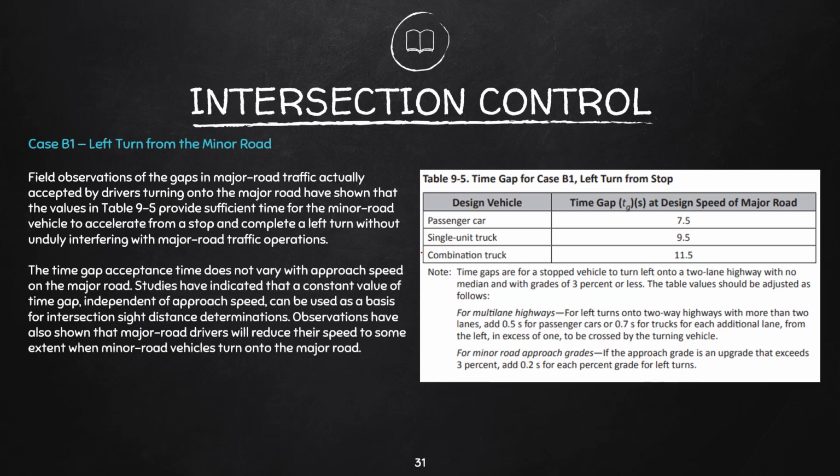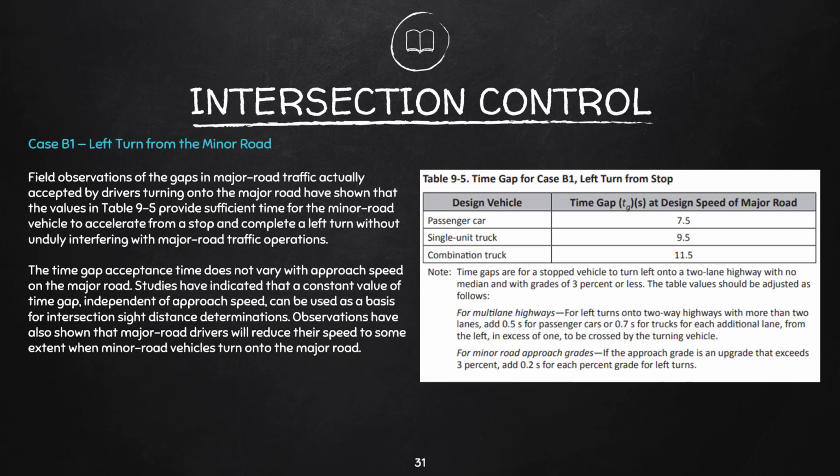The time gap acceptance time does not vary with approach speed on the major road. Studies have indicated that a constant value of time gap independent of approach speed can be used as a basis for intersection sight distance determinations. Observations have also shown that major road drivers will reduce their speed to some extent when minor road vehicles turn onto the major road. So these values are not affected by the design speed of the major road.